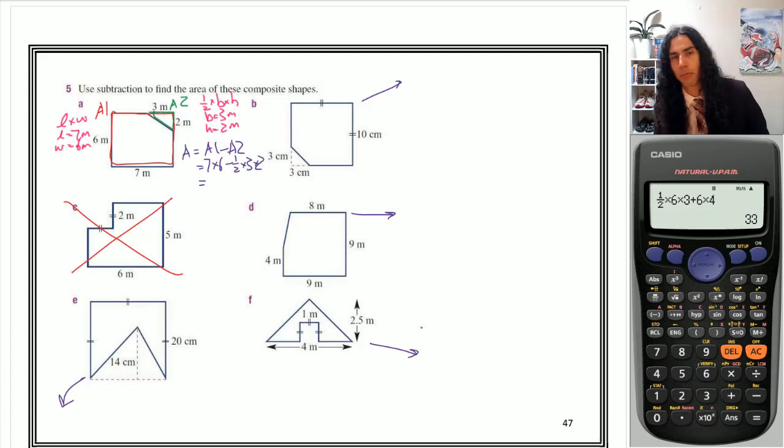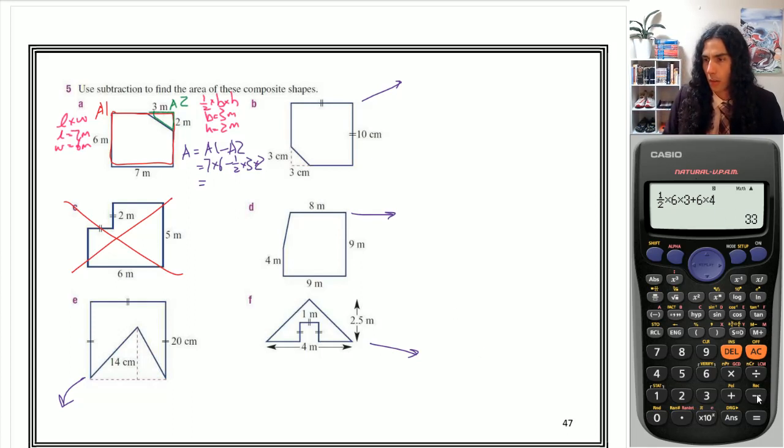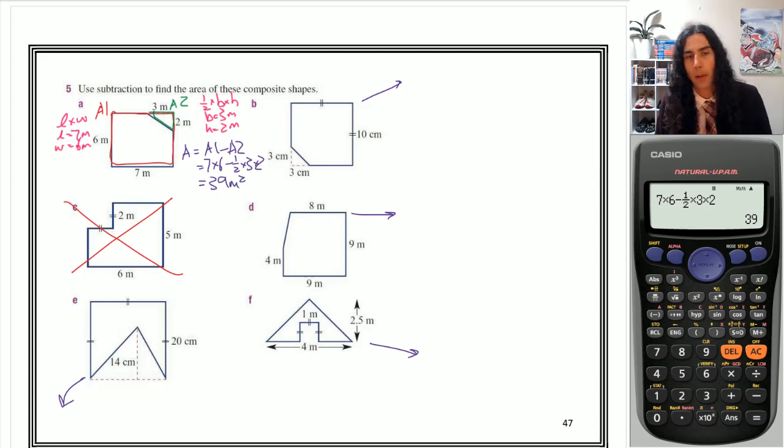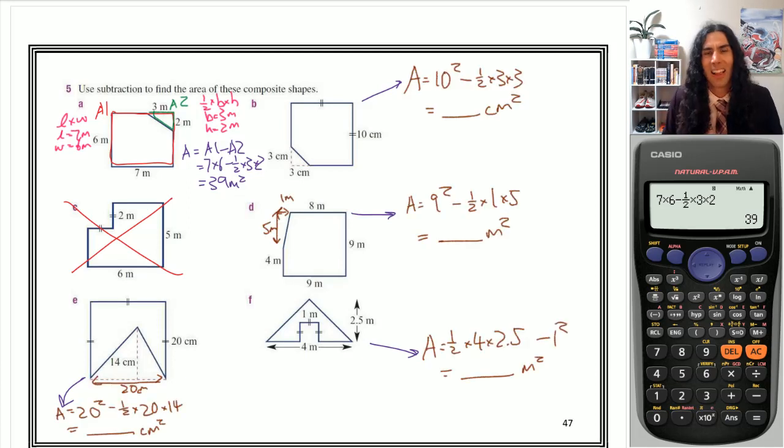And then calculator, it's 42, take away 3, 39, but double check it. Half, nope, we'll start again. 7 by 6, 42, minus half times 3 by 2. We are out of there, 39. Hopefully I said 39. Cannot remember. Units were meters squared. That's how we do it. I'm going to pause, and when you unpause, it's going to have not the answers, but how you get the answers. 3, 2. And there we go. That's how we did it.